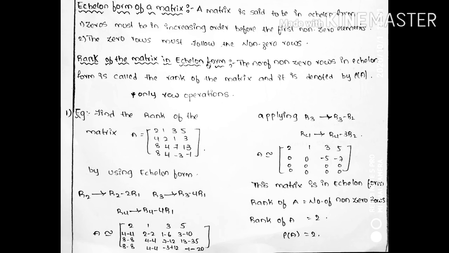Now what is the rank of a matrix? Rank of a matrix is number of non-zero rows. So here how many non-zero rows do we have? The first row and second row, 2 are the non-zero rows. Now the rank of A is 2. So rho of A equal to 2.